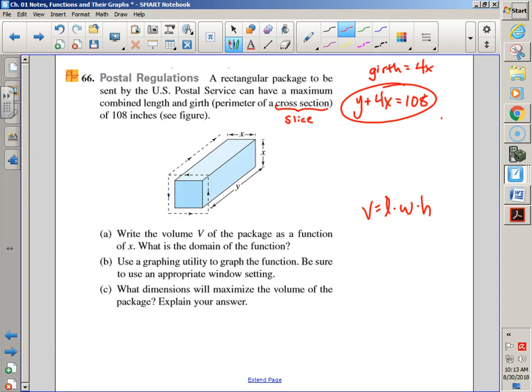So what were you guys able to plug in for L and W and H using the variables they gave you? Good, x, x, y. Or you could make that x squared y, right? x, x, y, or x squared y. Now, here's the struggle. They want V as a function of x alone.